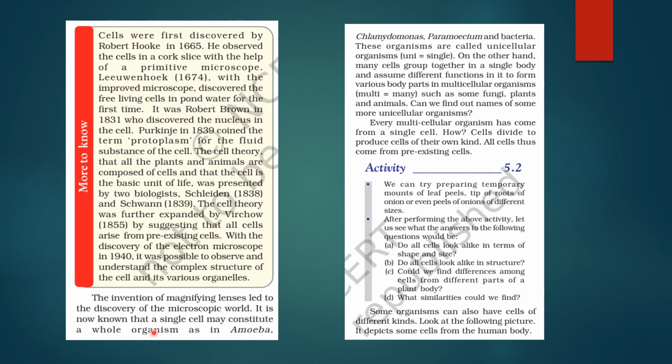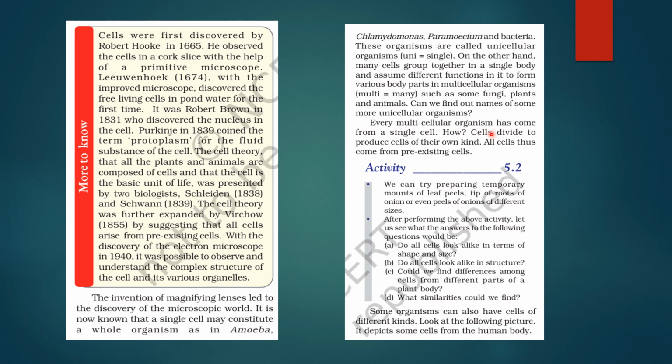It is now known that a single cell can constitute a complete organism, right? जैसे amoeba है, okay, Chlamydomonas है, Paramecium है, bacteria है, right? These organisms are called unicellular organisms. Uni means single, okay. On the other hand, many cells group together to form a single body. They assume different functions in it to form various body parts in multicellular organisms. Multi means many, ठीक है? तो इसके examples हैं plants, animals, fungi, right? And see, single cell वाले unicellular हो गए, many cells वाले multicellular हो गए, okay?